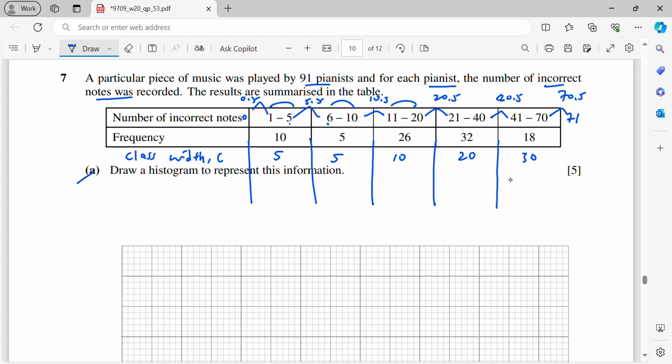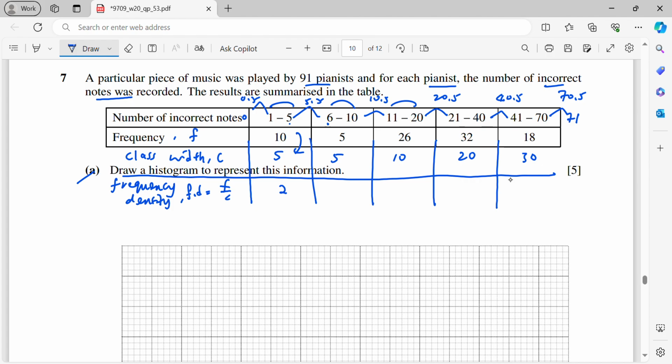Now, here I need to get frequency density. That is FD, which is F over C. My F is the frequency. So when you divide 10 by 5, this is 2. 5 divided by 5, this is 1. Okay, so 26 divided by 10, 2.6. 32 divided by 20 is 1.6. 18 divided by 30 is 0.6.